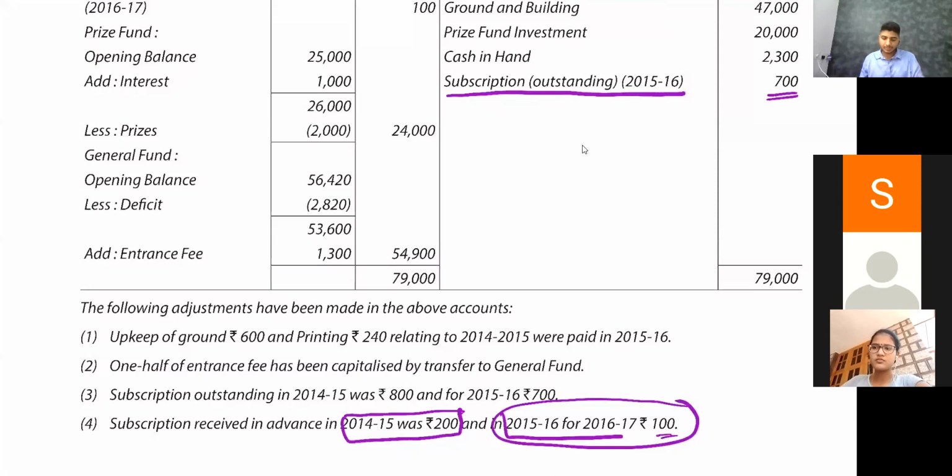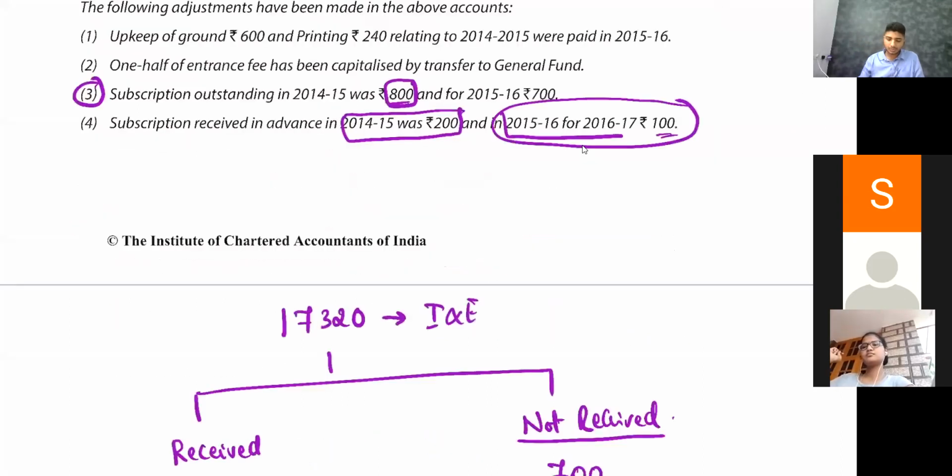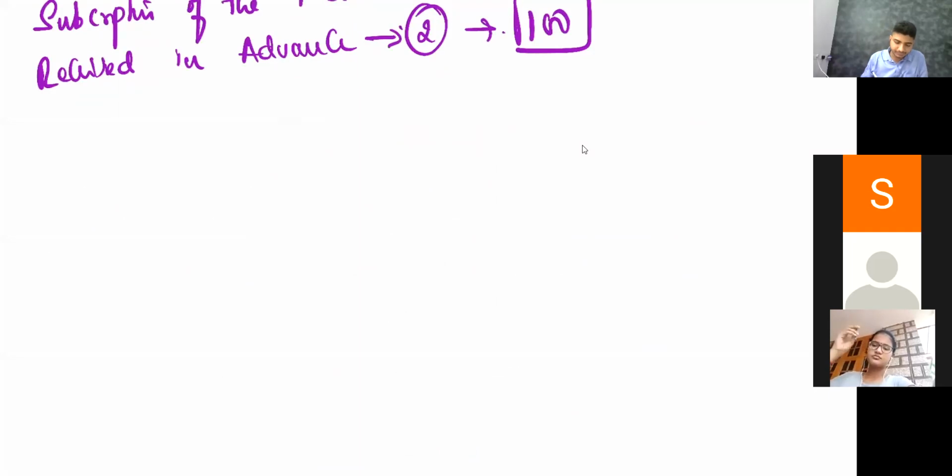Okay. So what is that which has to go? Look here, this third item, look at it very carefully. What are they saying? Subscription outstanding in 14-15 was 800. That means last year's subscription was not received last year. What does that mean? It has been received this year. How many rupees is it? 800.